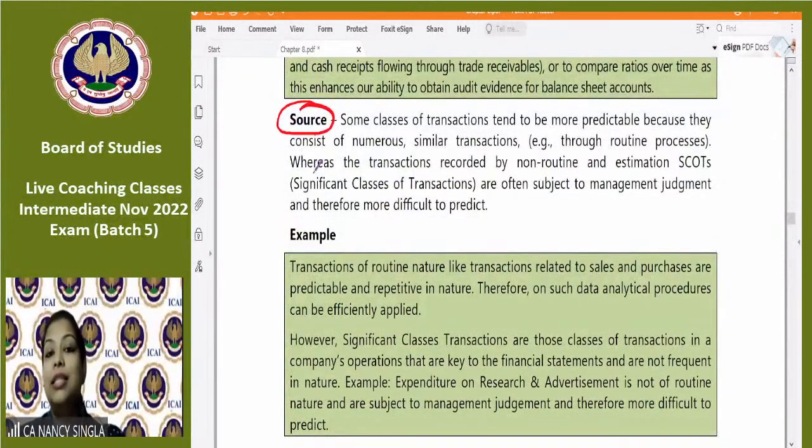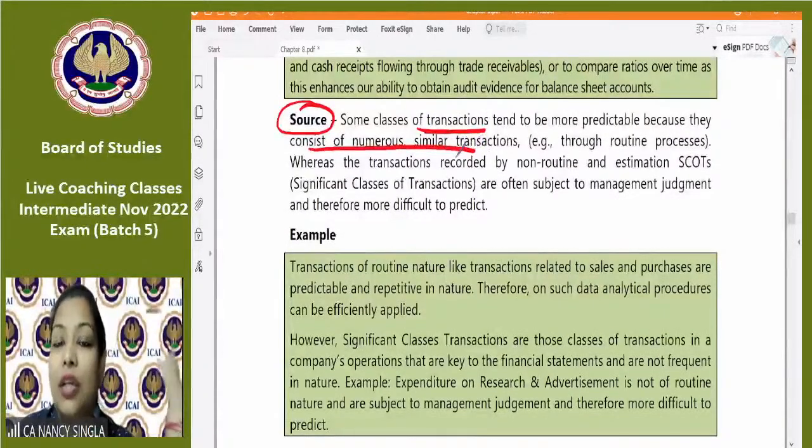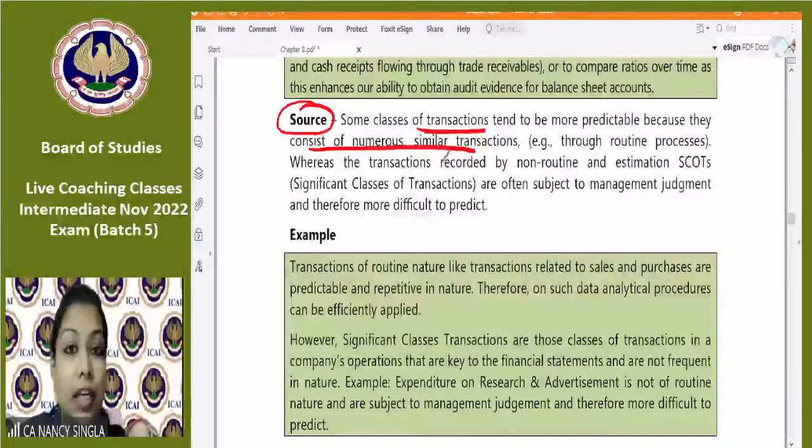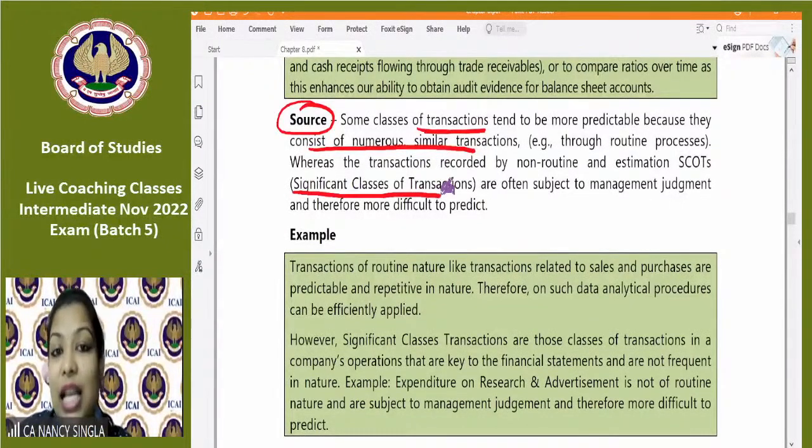So again, see the transactions which are similar in nature, like routine transactions, your purchases, sales, on that the application of the analytical procedure is easy. Take another example of a significant class of transactions. For example, the research and development expenditure.